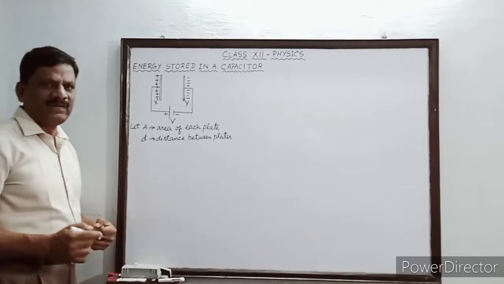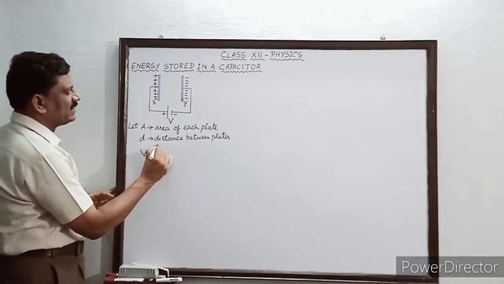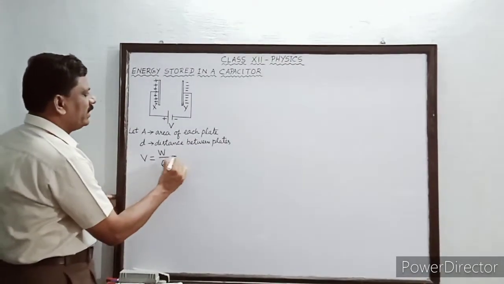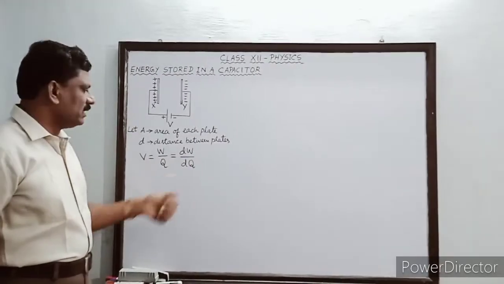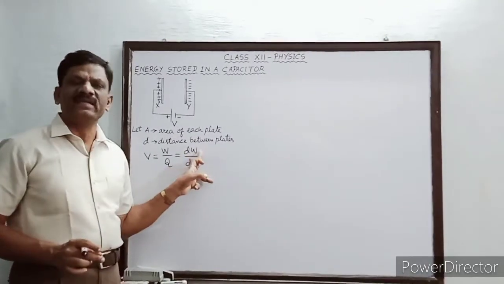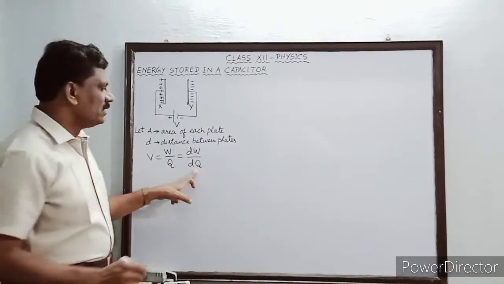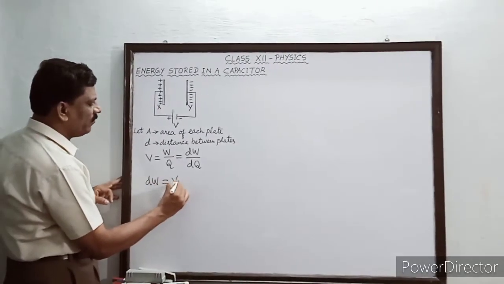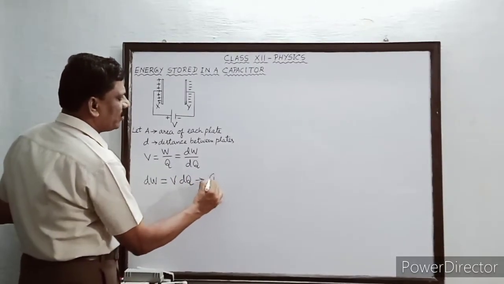Now, already we have derived an expression for the potential difference in the previous context. That is, potential difference is work done per unit charge. Is it not? And this is also equal to dW by dQ, where dQ is an infinitesimally small quantity of charge and dW is an infinitesimally small quantity of work done in transferring the charge dQ. So from this, dW is equal to V into dQ. This is equation 1.